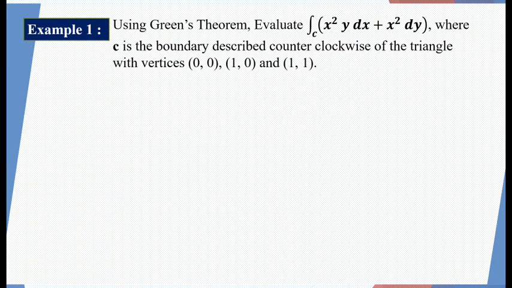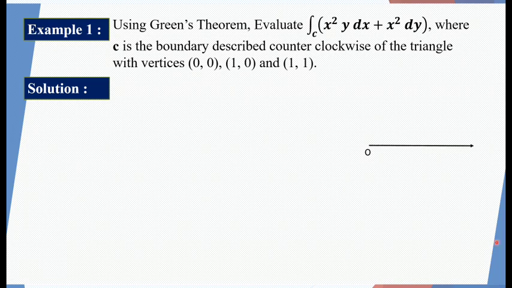Example 1. Using Green's theorem, evaluate the integral over C of x square y dx plus x square dy, where C is the boundary described counterclockwise of the triangle with vertices (0, 0), (1, 0) and (1, 1). So to solve it, we first draw a triangle whose vertices are given.